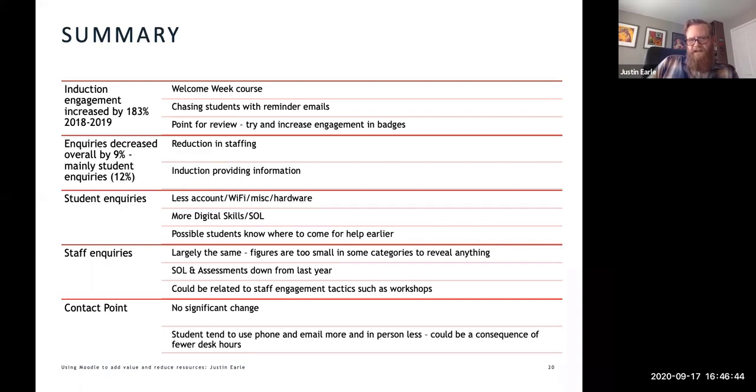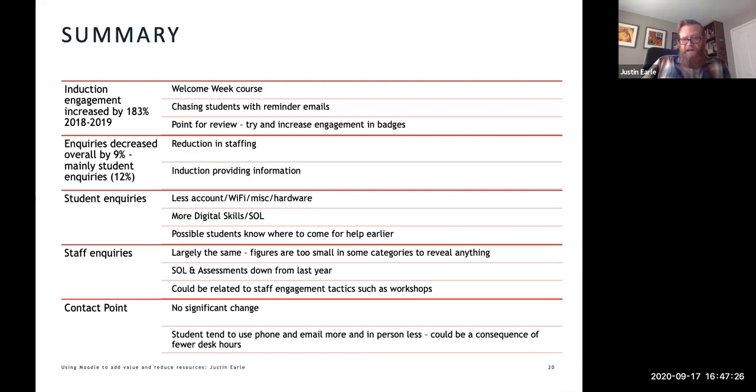We did have inquiries decrease, mainly overall by 9%, mainly student inquiries 12%. And there is a small possibility that this was related to a reduction in staffing. We did have a very small reduction in staffing numbers between 18 and 19. Or the induction providing the information may have stopped the number of typical frequently asked questions. The student inquiries themselves, there were less account questions, Wi-Fi questions, and hardware questions, and more about digital skills and Solent Online Learning. And it's possible it's because they know where to come for help earlier in the term.